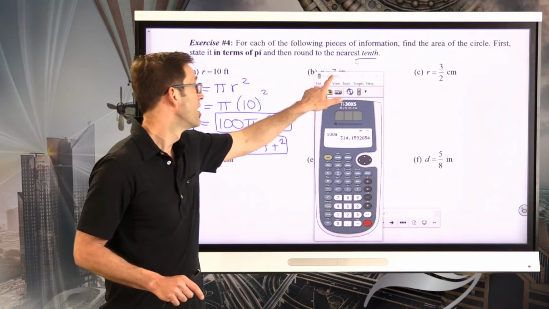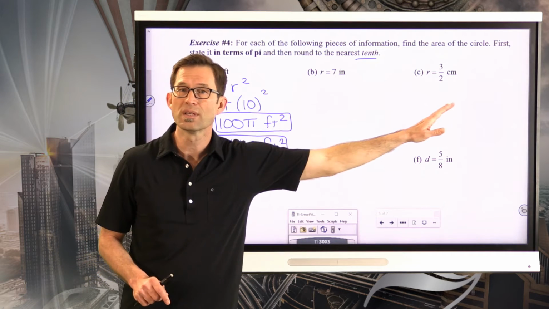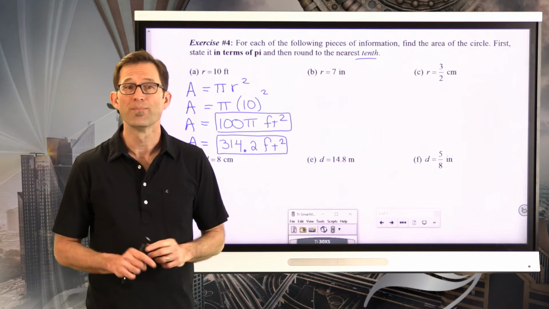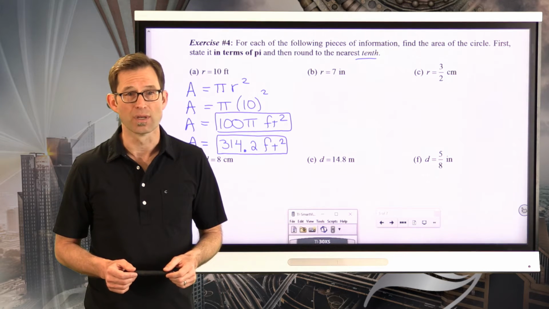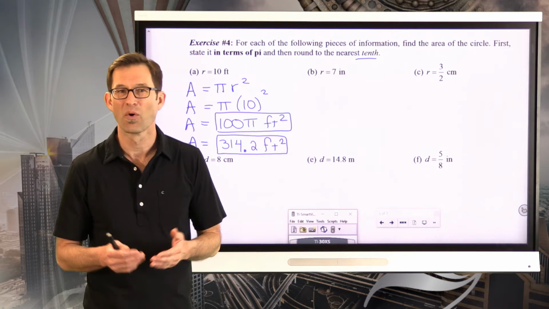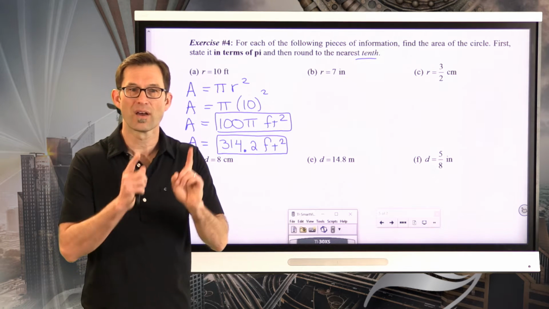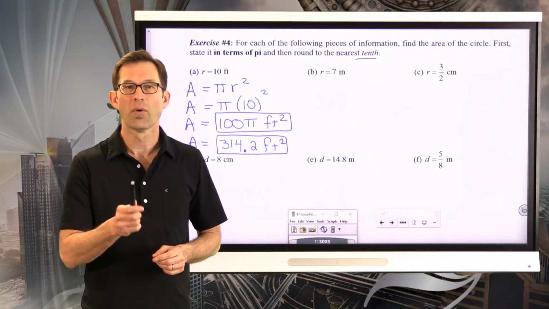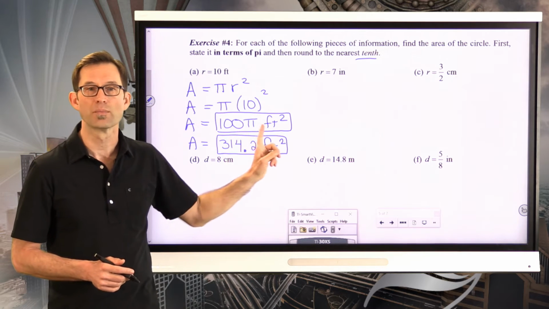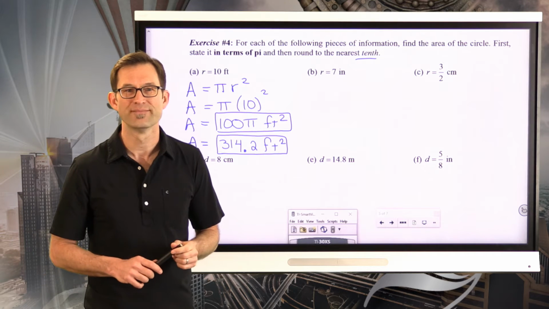All right. Let's have you do letter B and letter C on your own. And I know letter C might look a little frightening because it's got a radius that's fractional. But remember, when you square a fraction, just do 3/2 times 3/2. Multiply the tops, multiply the bottoms. That's how you multiply two fractions. Okay, pause the video now and see if you can do both B and C, come up with the areas in terms of pi, and also round it to the nearest tenth. Pause the video now.